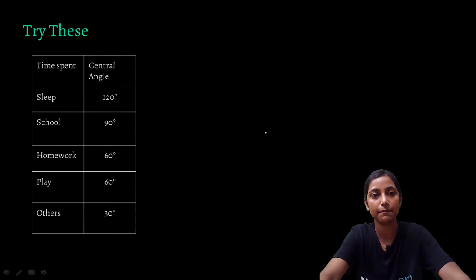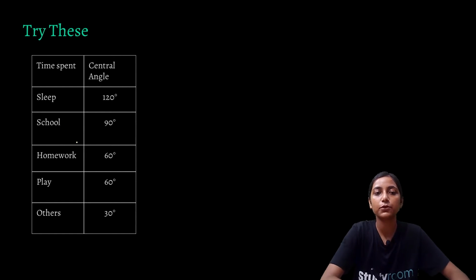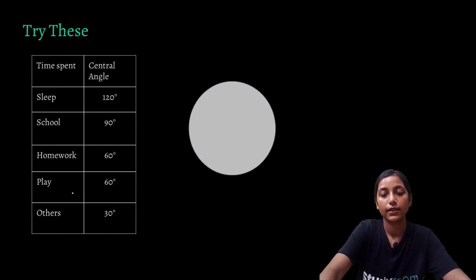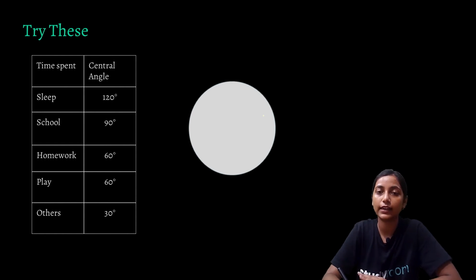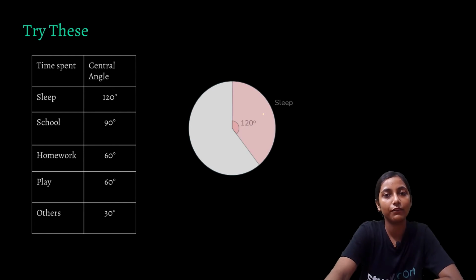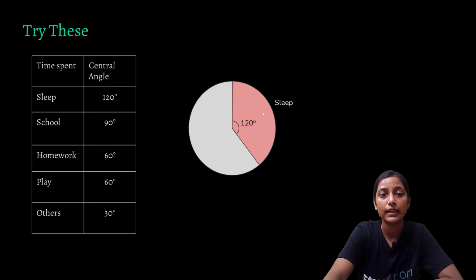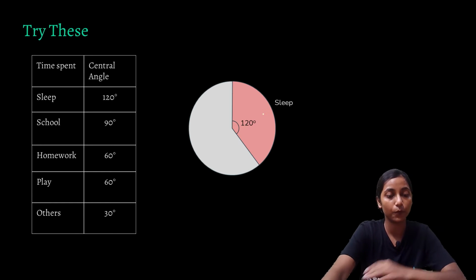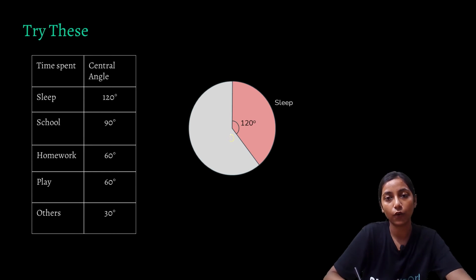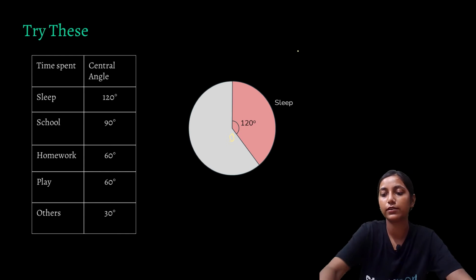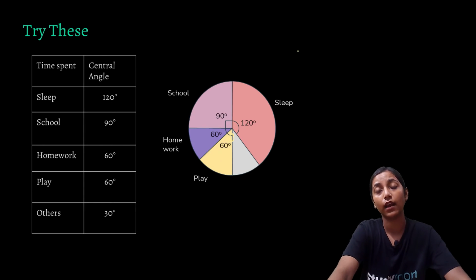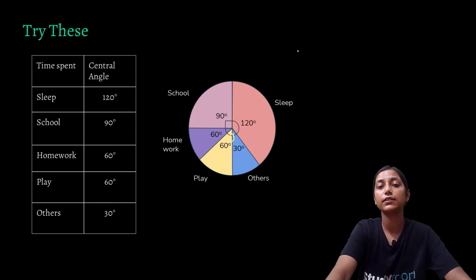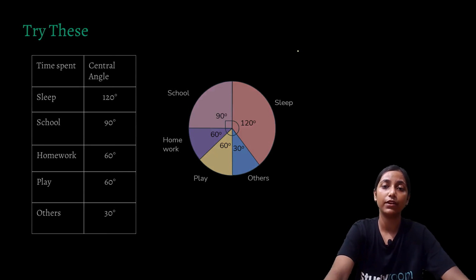Now what will be our next step? These are the central angles for sleep, school, homework, play, and others. So again, we are going to draw a pie chart. We draw a circle first of all with any convenient radius from the center, and then divide it into sectors. For the first one, we draw a central angle of 120 degrees at the center O. Draw an angle using a protractor of 120 degrees, that will be for sleep. Similarly 90 degrees for school, 60 degrees for homework, 60 degrees for play, and the last one 30 degrees for others. So this is our required pie chart. These are the steps that we need to follow.